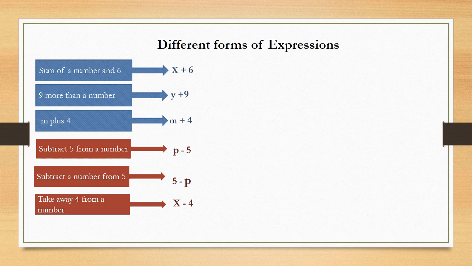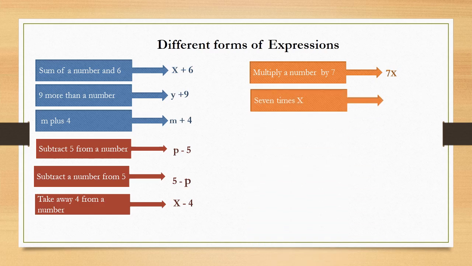Okay. Let's move towards multiplication. Multiply a number by 7. We can denote it as 7x. Suppose it may ask like this, 7 times x. 7 times indicates multiplication. We can conclude this expression as 7x.